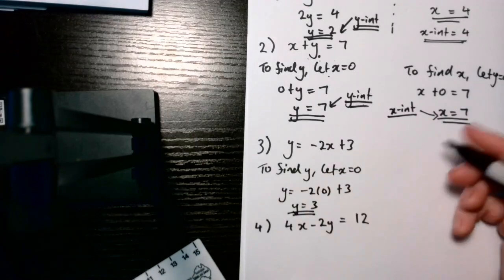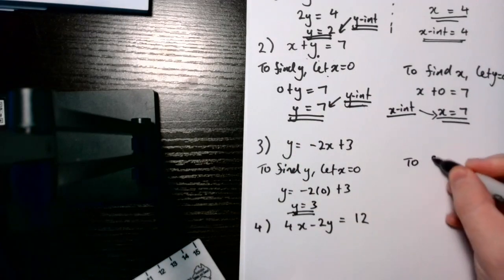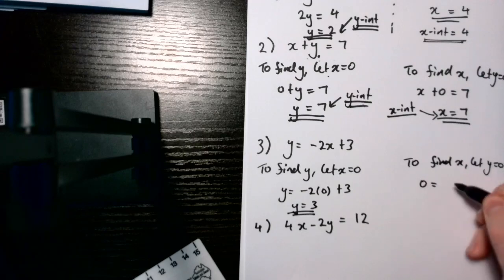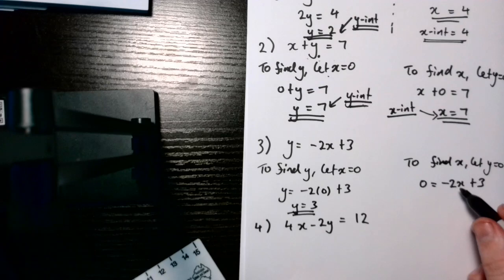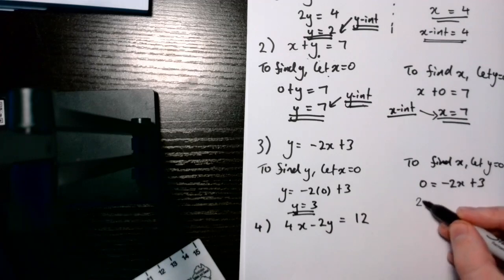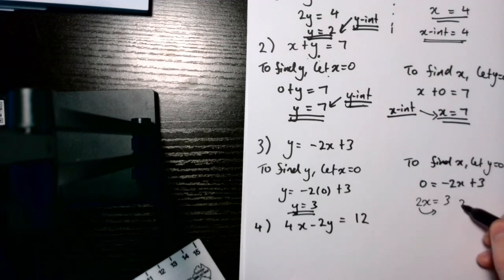Same thing, all right, I want to find what my value of x is. So to find x, I let y equals 0. So I end up with 0 equals minus 2x plus 3. And now we start solving this equation. I'm going to make x by itself with a positive 2 because I don't like to work with negative numbers. So I take it to the other side and change the sign. So 2x equals 3. And then to get x by itself, I just divide by 2. Take it to the other side and change the sign. X is equal to 3 over 2.